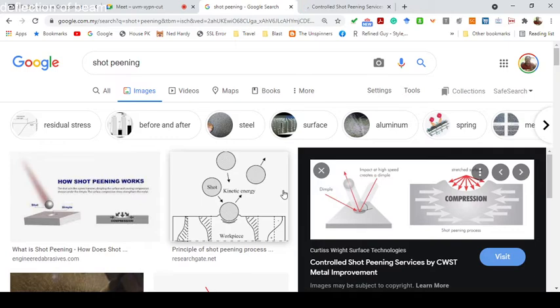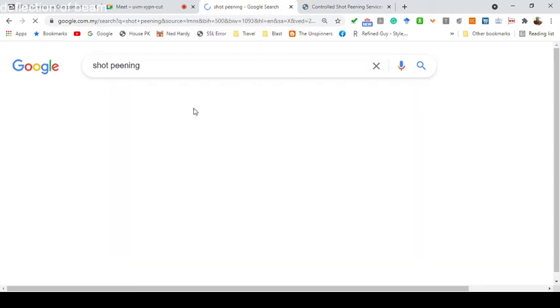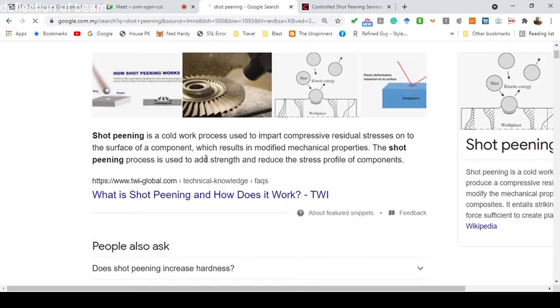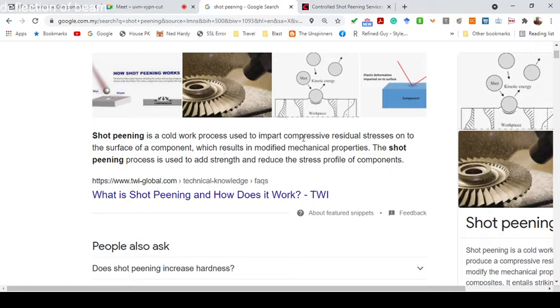This is called shot peening. Shot peening is a cold work to impart compressive residual stress onto the surface of a component, which will result in modified mechanical properties. The shot peening process is used to add strength and reduce the stress profile of the component.